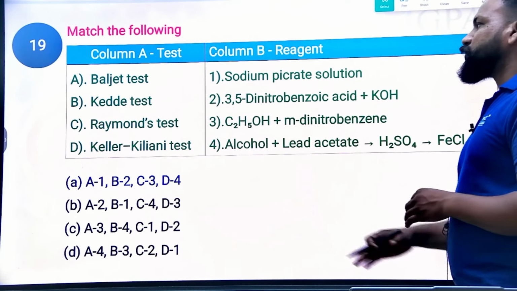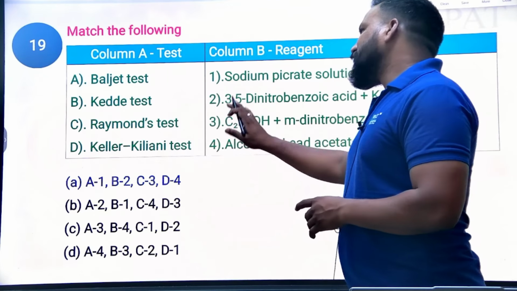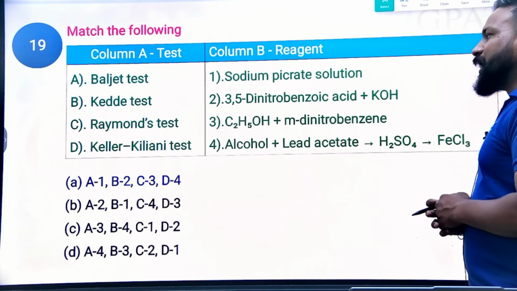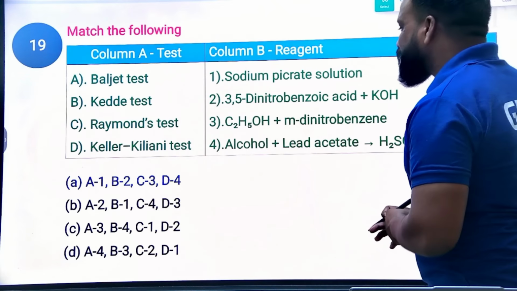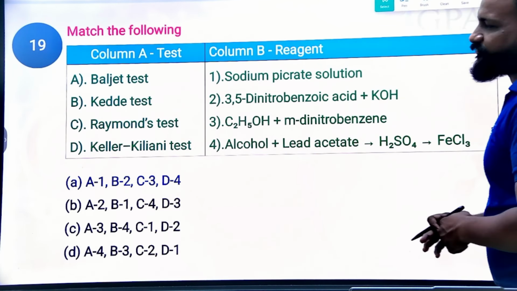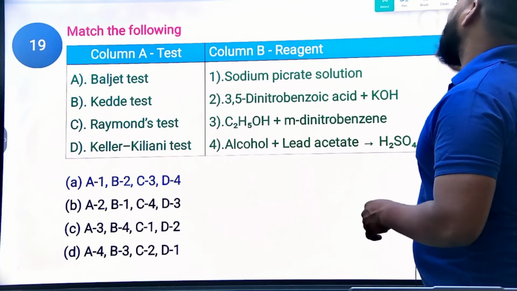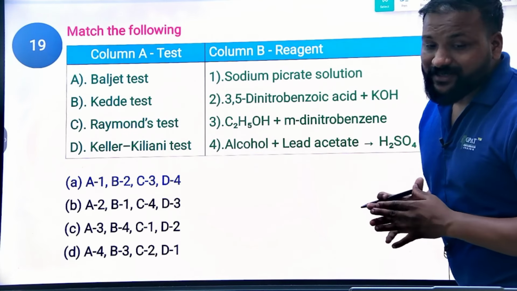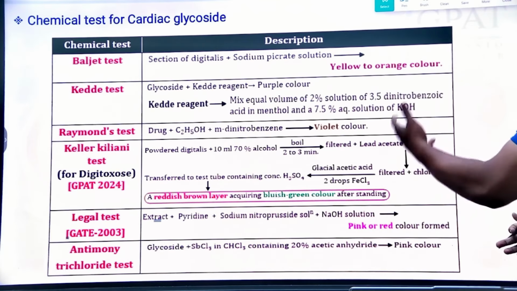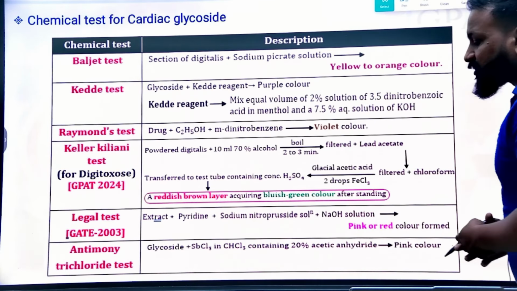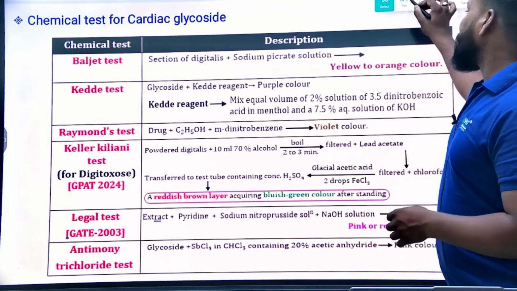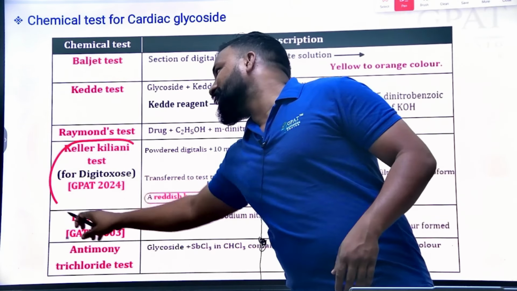Baljet test: sodium picrate solution. Legal test: sodium nitroprusside plus KOH. Raymond test: methanol plus m-dinitrobenzene plus KOH. Keller-Kiliani test is alcohol plus lead acetate plus H2SO4 and FeCl3. So try to remember the reagents of the specific tests. It is also very important. Next. These are the important identification tests for cardiac glycosides: Raymond test, Baljet test.